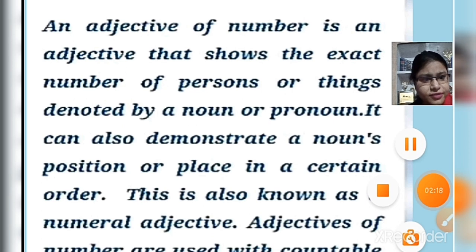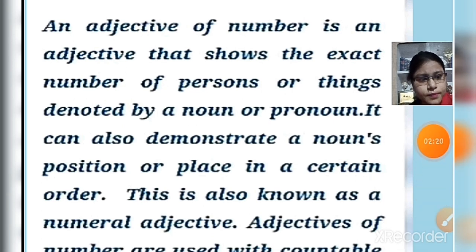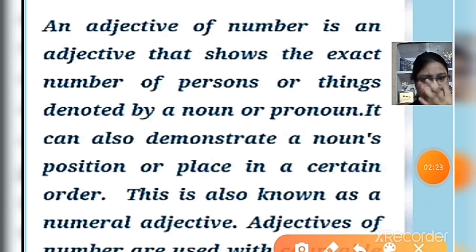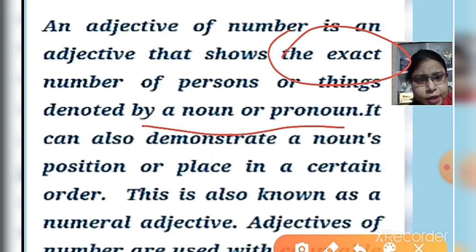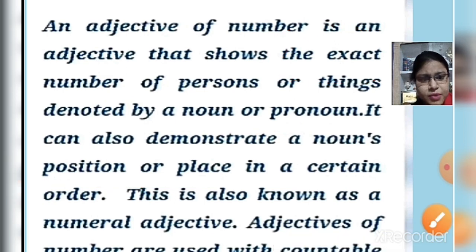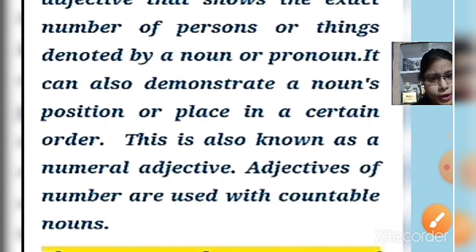So it's very clear that adjective of number is that type of adjective that always shows the exact number of person or thing denoted by a noun or pronoun, and it can also demonstrate a noun's position or place in a certain order. This is also known as numeral adjective. Adjectives of number are used with countable nouns.